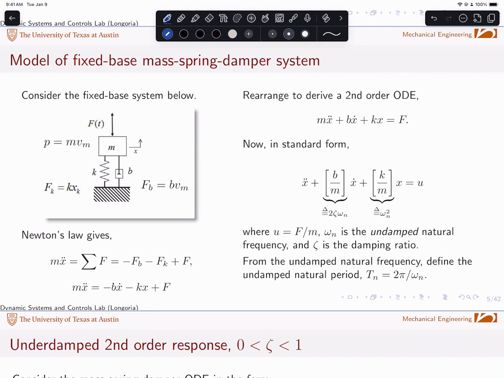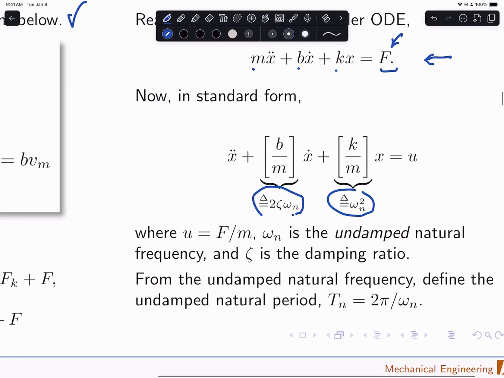So the model of the fixed base system, which should be familiar to you, we use Newton's law, and we get the basic standard second order linear differential equation, has a force input. You may or may not have an input here, but you certainly have mass, some damping, and some stiffness. Again, this is a linear system, and we often divide by the mass here so that we can define the terms here that are often studied in all second order systems, right?